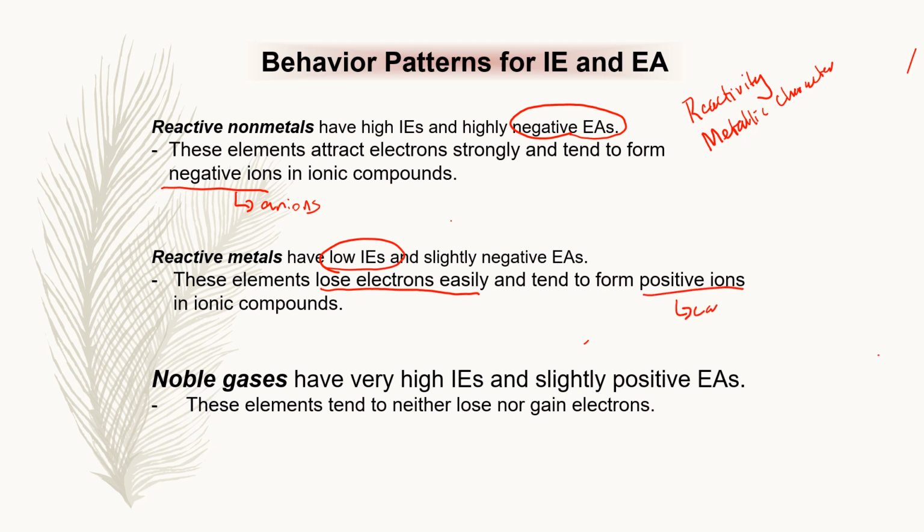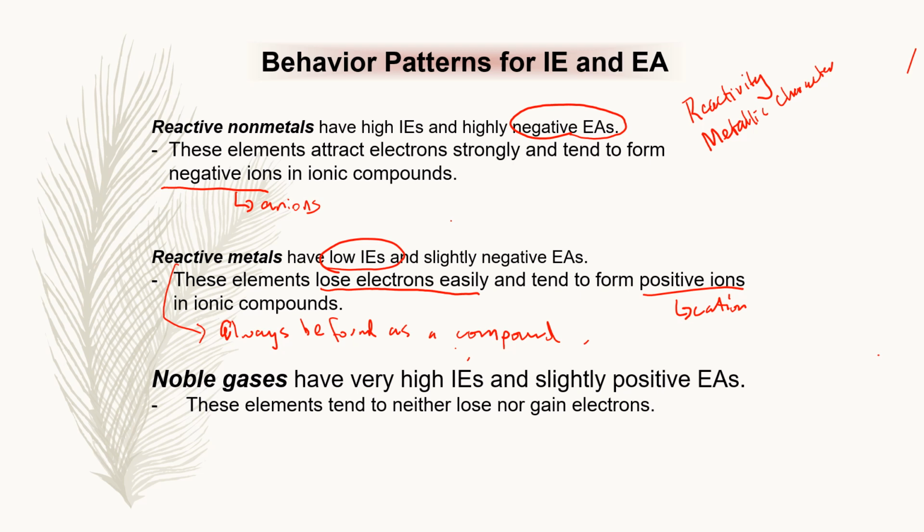Now, with these reactive metals, the lower the ionization energy is, the more reactive the substance. So most of these reactive metals you will never find in nature as an element. You would always find them as a compound.